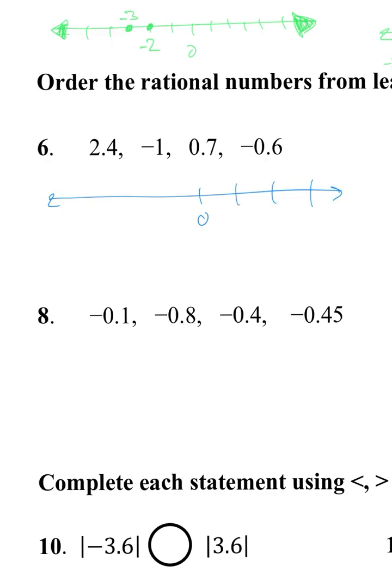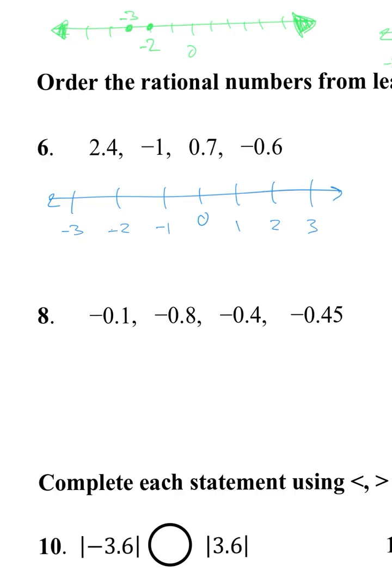Same thing to the left. I'm going to go 1, 2, and 3 spots to the left. So you got -1, -2, -3, and positive 1, positive 2, positive 3, okay, on my number line. So my first number is 2.4. From 0, I go to the right at least 2 spots, but it's 2.4. So it's a little bit more than 2, but definitely less than 3. So you can estimate where you plot this.